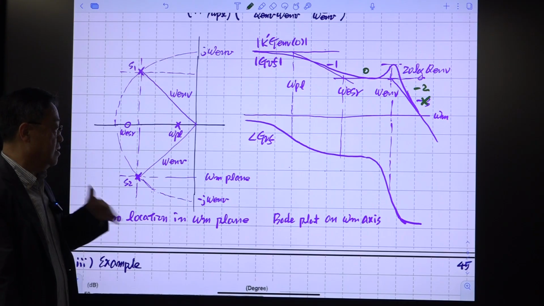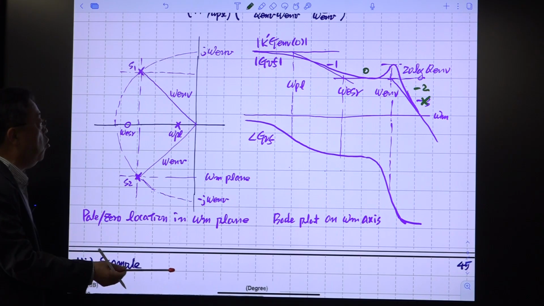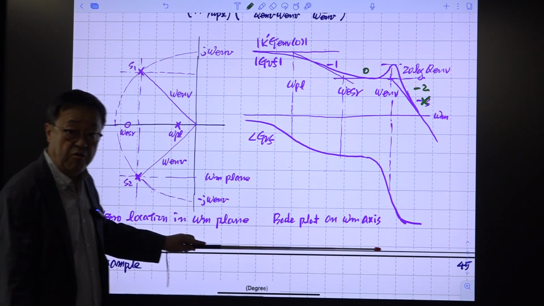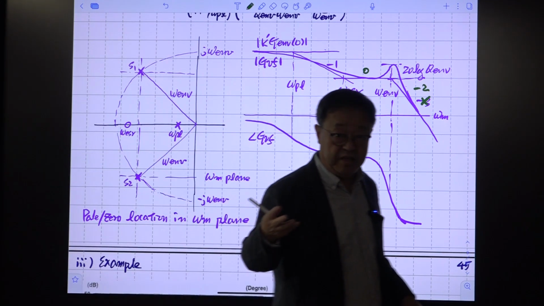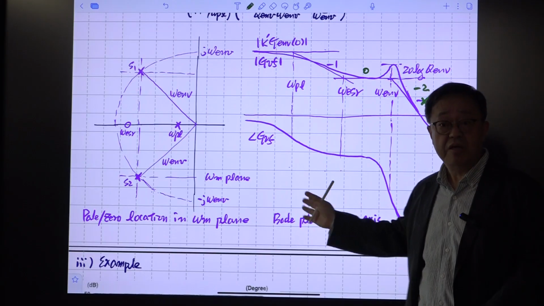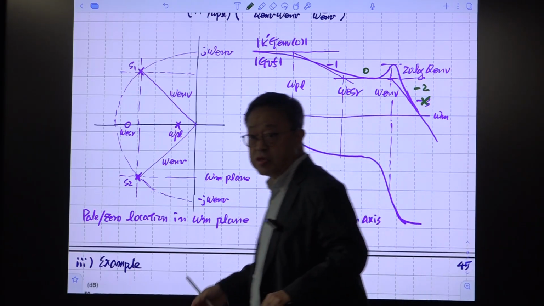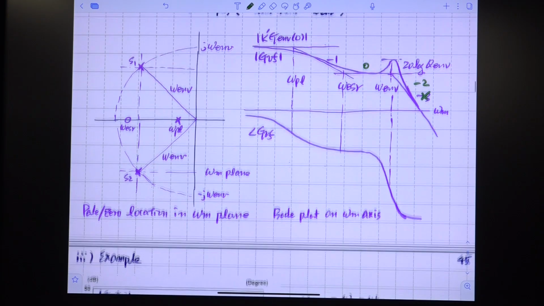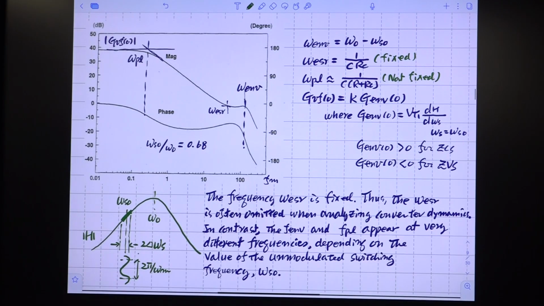But this is always portrayed in the omega m plane. So forget about omega s now. Everything is omega m as a frequency, very different from the switching frequency. It is called the modulation frequency, right? So this is the content of the next lecture, and this is new.